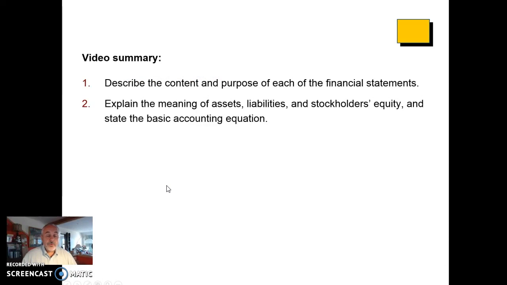So in this video, we've talked to you about the content and purpose of the four financial statements: the income statement, the statement of retained earnings, the balance sheet, and cash flow statement. We've also showed you the basic accounting equation of assets equals liabilities plus owner's equity, and we've given you examples to demonstrate that assets equals liabilities and owner's equity. In order for the balance sheet to balance, those have to be true.